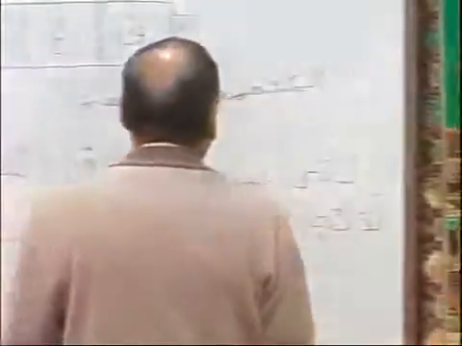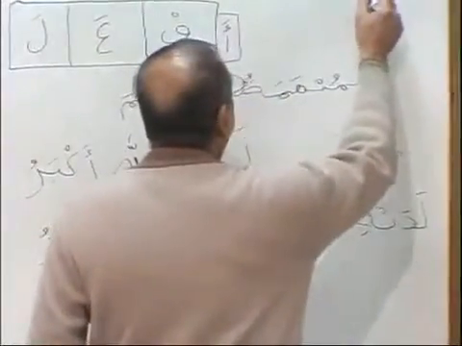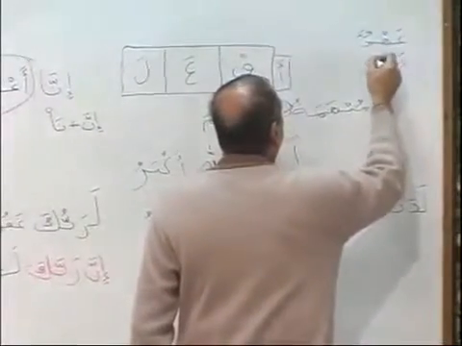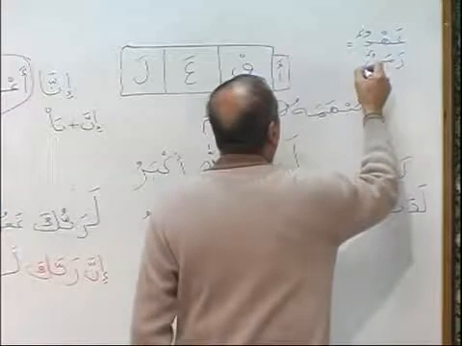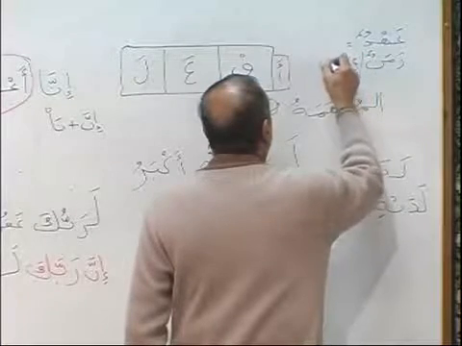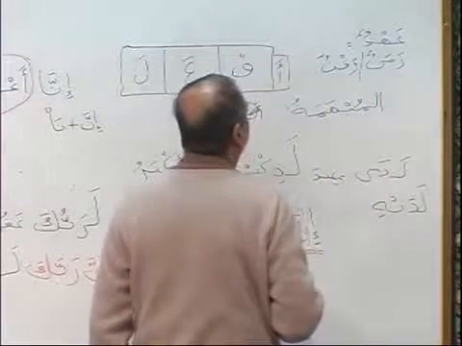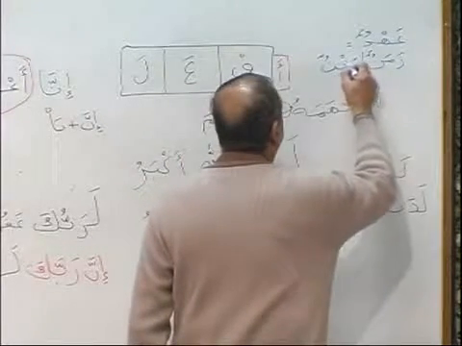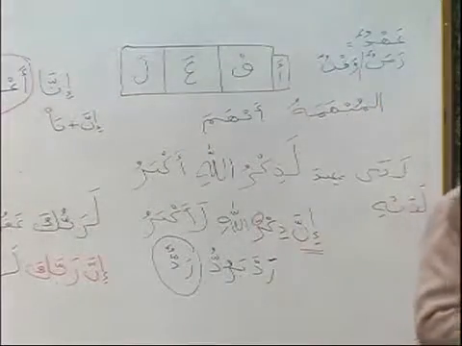Ahdin means, what is the meaning of ahdin, brother? Zamanin. Waqt. Zamanin or waqt. Are you with me? Write down, brother. Ahdun means zamanun or waqtun. Are you with me, brother and sister? Fine.